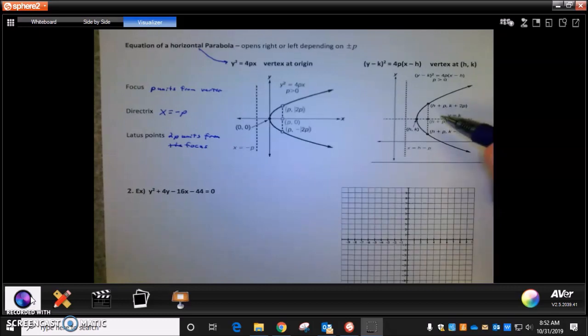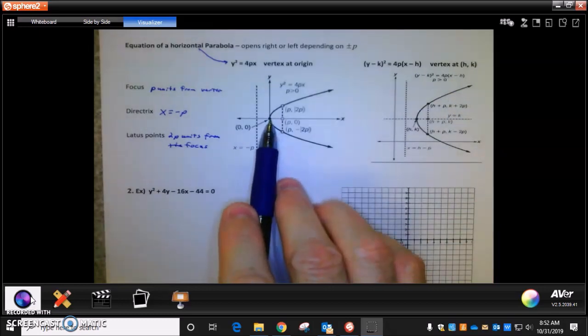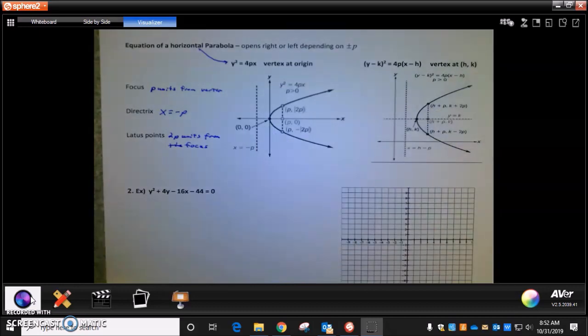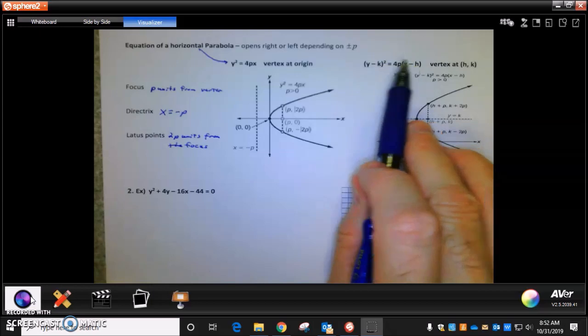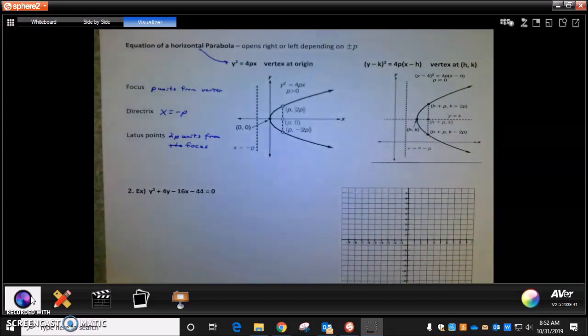Again, you don't necessarily have to have a parabola that has a vertex at the origin. This would be an example of one that does not. And again, you're going to see numbers being added or subtracted to the y value. Now, here is the common mistake.